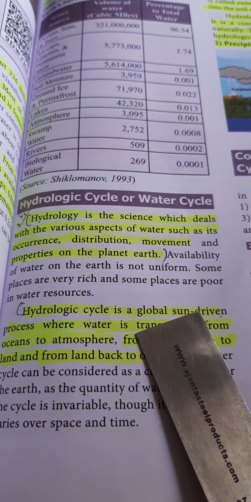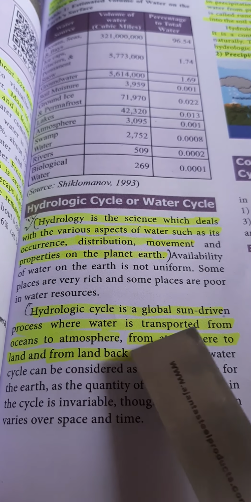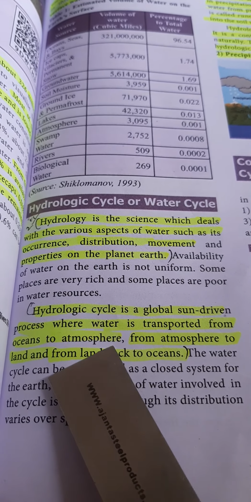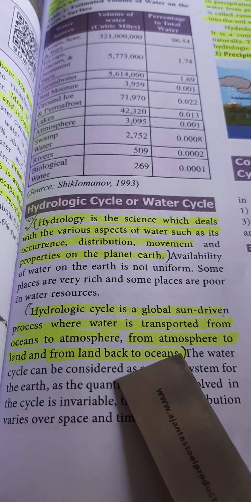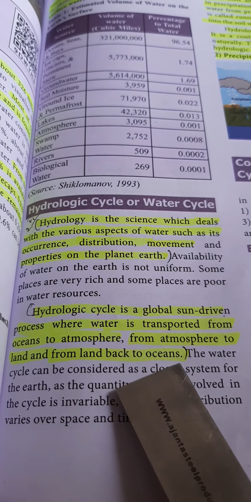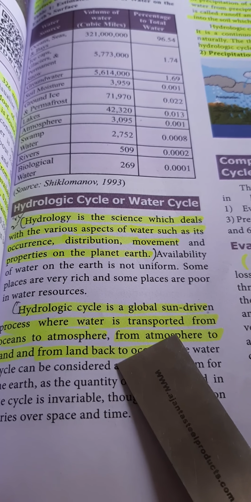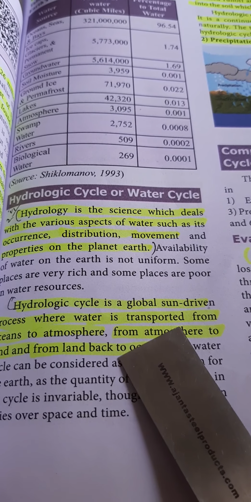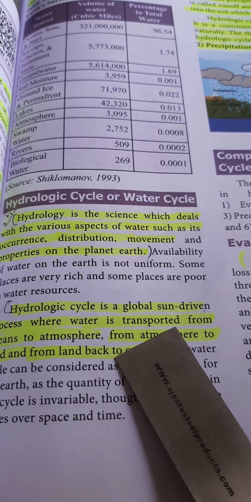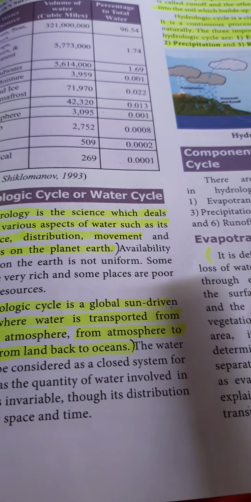The hydrological cycle is a global sun-driven process where water is ever transported from oceans to atmosphere, from atmosphere to land and from land back to oceans. From the oceans the water is evaporated and condensed as clouds and precipitation and turns into rain, isn't it?